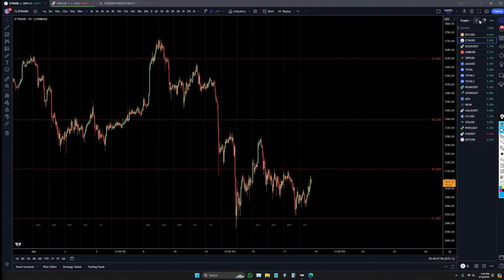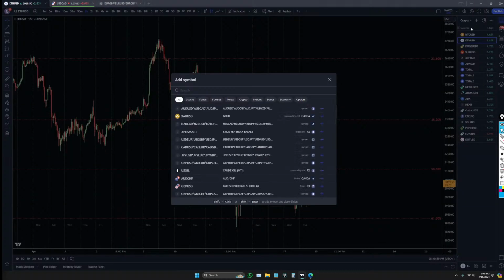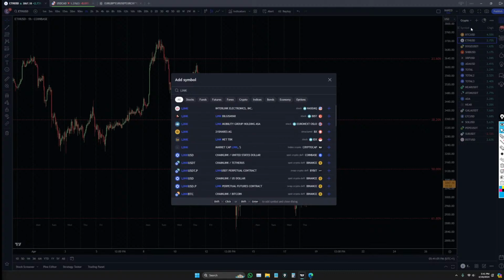I don't know what Litecoin is, or whatever that is. Is that the symbol for it? LINK USDT? Do I not have that on my list? Hmm.